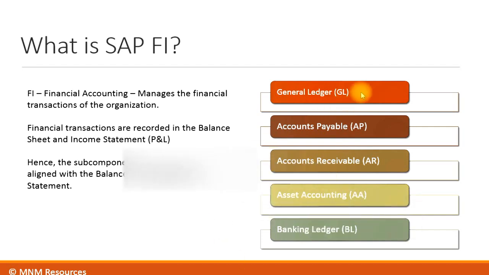First is the general ledger. General ledger is where all the financial transactions are happening. Accounts payable. Anything which you need to pay to someone is called accounts payable. For example, all your outstanding vendor payments. If you have any outstanding loans for the banks, that is all called accounts payable.